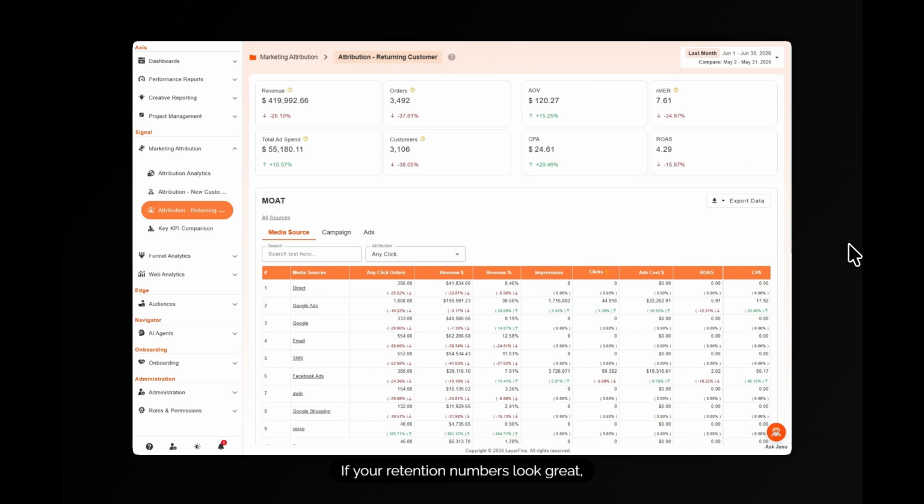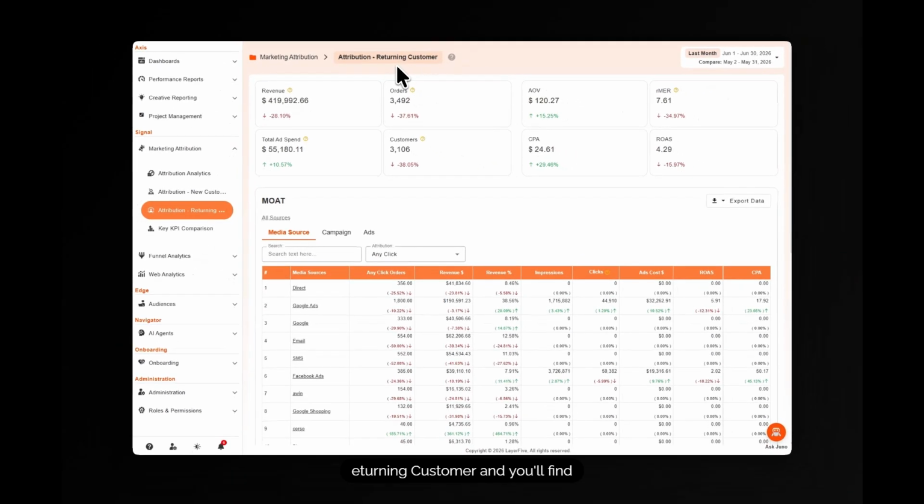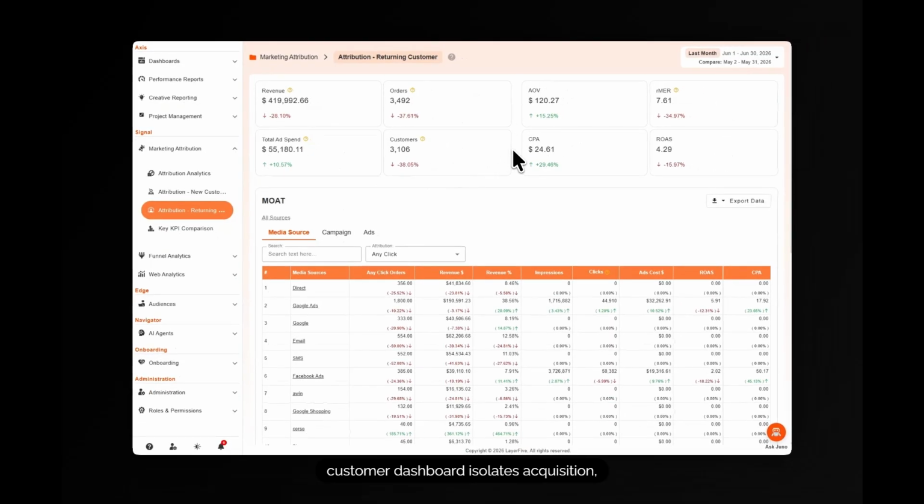If your retention numbers look great, that's worth a second look before you celebrate. This is Attribution, Returning Customer, and you'll find it under Signal, then Marketing Attribution, and Attribution Returning Customer. Where the new customer dashboard isolates acquisition, this one isolates the opposite, customers who've already bought from you before. And here's why that split matters.